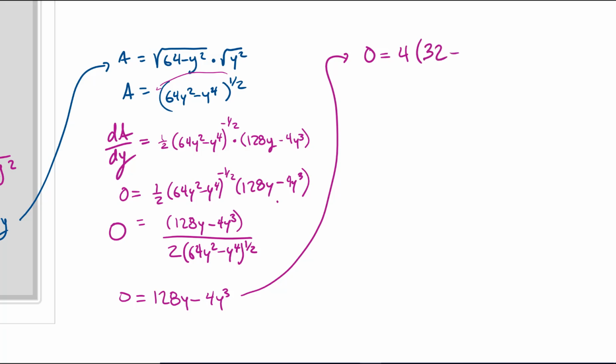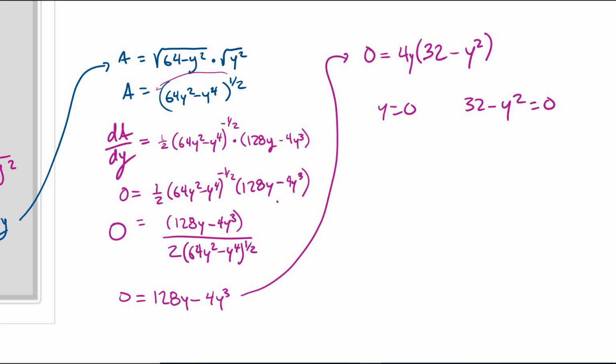Minus, let's take the y, and we get y squared. There we have it. So we have it all set up there. Let's do this: zero product principle. Set 4y equal to 0. Of course, the 4 doesn't make any difference. You get rid of it. So y equals 0 is a possibility, or 32 minus y squared equals 0 is a possibility.